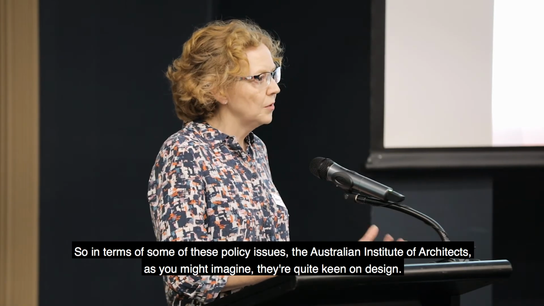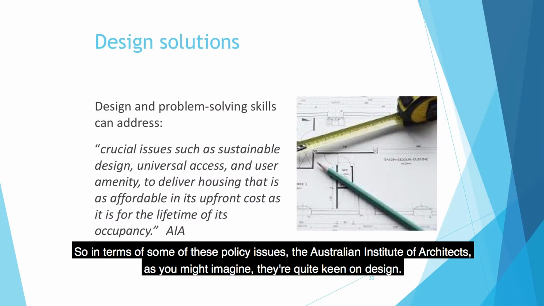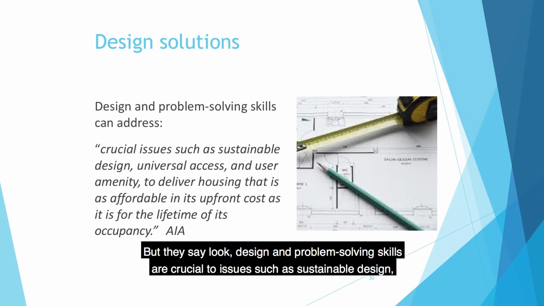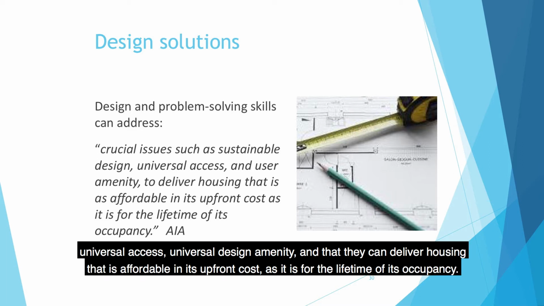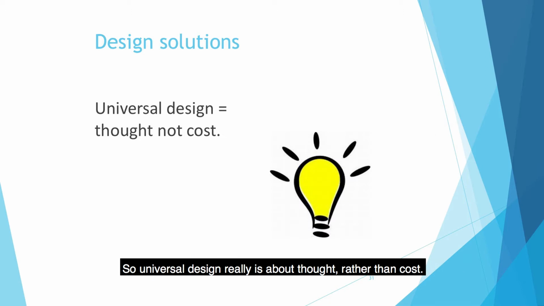So in terms of some of these policy issues, the Australian Institute of Architects, as you might imagine, are quite keen on design, but they say design and problem-solving skills are crucial to issues such as sustainable design, universal access, universal design, and amenity, and that they can deliver housing that is affordable in its upfront cost as it is for the lifetime of its occupancy. So universal design really is about thought rather than cost.